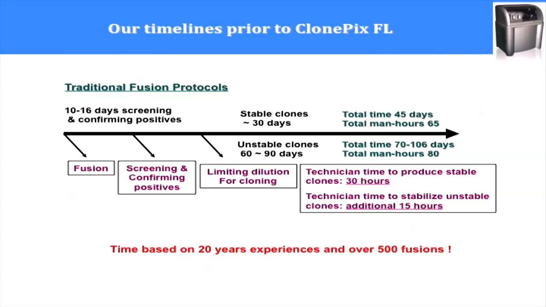Under these conditions, our time to produce a stable clone will be approximately 30 hours, and to stabilize an unstable clone will take us an additional 15 hours. That's the average; it would normally take longer than that. This timeline was calculated based on 20 years of experience and over 500 fusions. You can see how tedious the work could be.